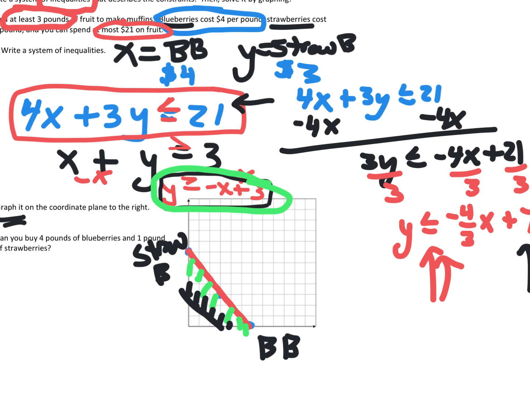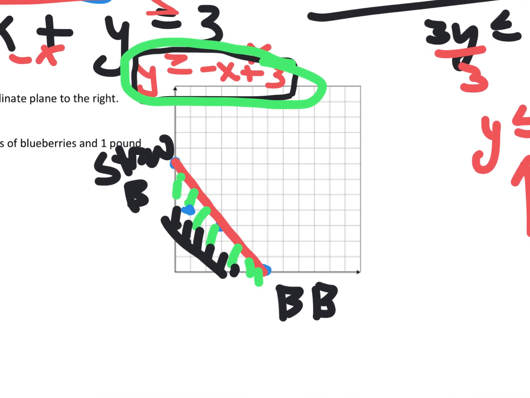All of the points in that shaded region would be okay. Let me just show you what they are. If I pick this spot right here, that's in the shaded region. That's me buying 1 pound of blueberries, because that spot right there is 1,4. That's like me buying 1 pound of blueberries and 4 pounds of strawberries. It would work. I could afford it. It stays under my $21 because it stays under the red line. And it's enough fruit because it's at least 3 pounds of fruit. It's more than 3 pounds of fruit, right?